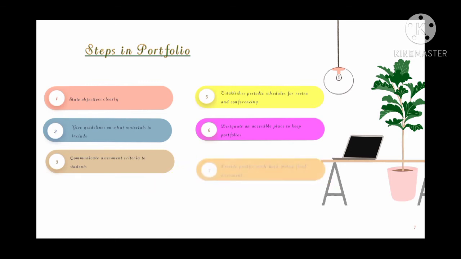And the last, provide positive feedback when giving the final assessment. In this step, Wolcott 1998 recommended a holistic scoring scale ranging from 1 to 6 based on qualities such as error-free work, depth of content, creativity, organization, writing style, and engagement of the students.